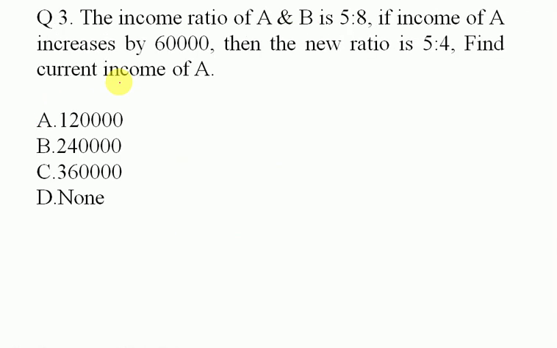Next question. The income of A and B is in the ratio 5:8. If the income of A increases by 60,000, then the ratio will become 5:4. Next time it is 5:4.